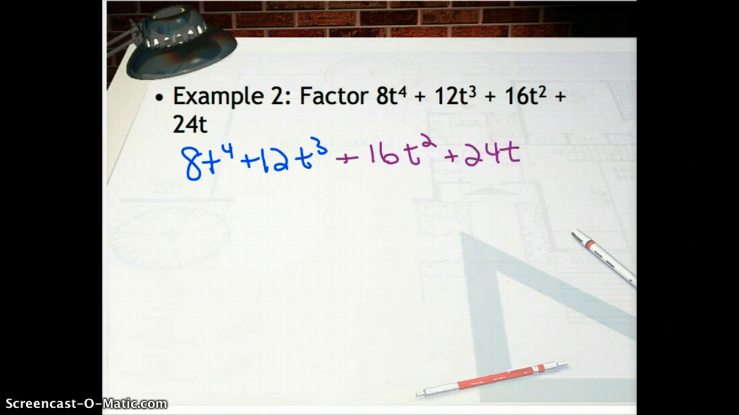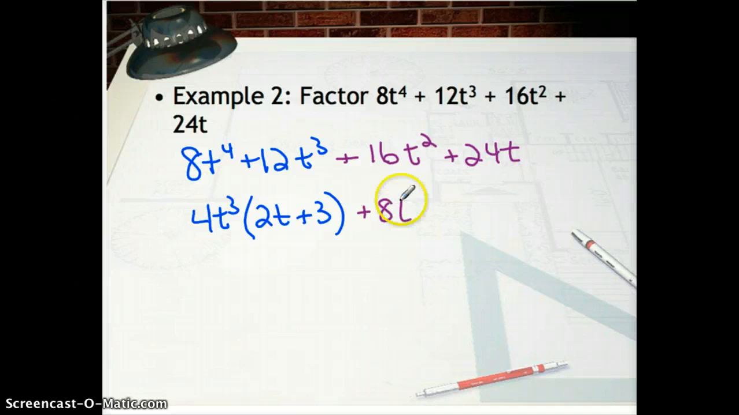All right, so I'm going to look at my blue terms first, and I'm going to find the GCF and factor it out. So 8t to the 4th and 12t cubed, it looks like 4t to the 3rd goes into both of those. To get from 4t to the 3rd to 8t to the 4th, that's multiplied by 2t. To get from 4t cubed to 12t cubed, that's multiplied by positive 3. For my next one, it looks like 8t goes into that.